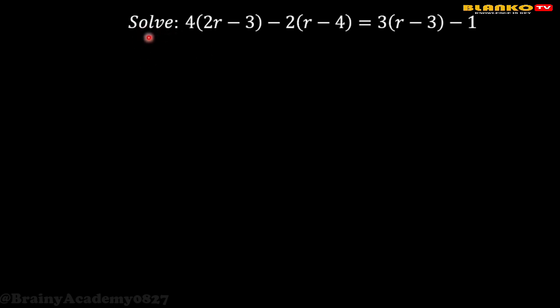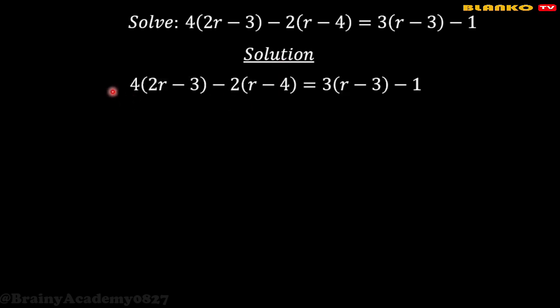We have to solve 4 times the bracket 2r minus 3, minus 2 times the bracket r minus 4, equals 3 times the bracket r minus 3, minus 1. So the solution: we are given 4(2r minus 3) minus 2(r minus 4) equals 3(r minus 3) minus 1.